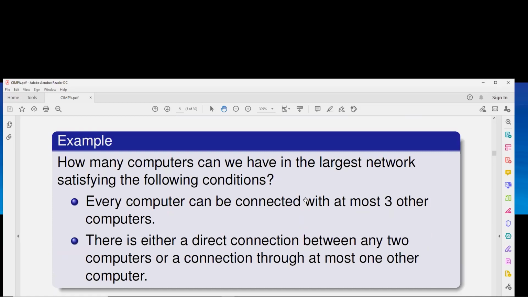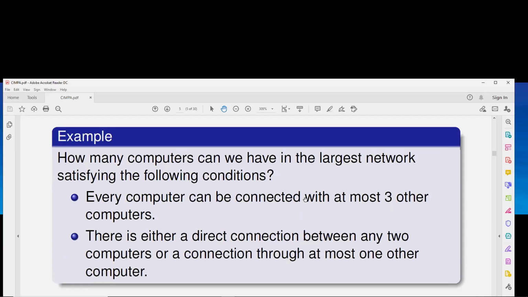And here is the question for just one particular problem. Let's just look at very small values. How would we answer this simple problem for two particular values? How many computers can we have in a network which has the following two conditions? Every computer can be connected with at most 3 other computers. So let me just illustrate it.